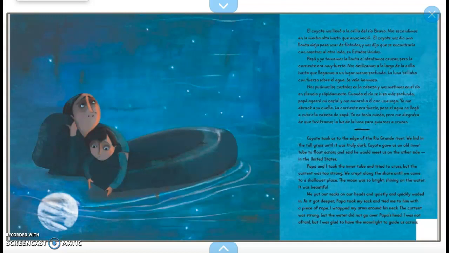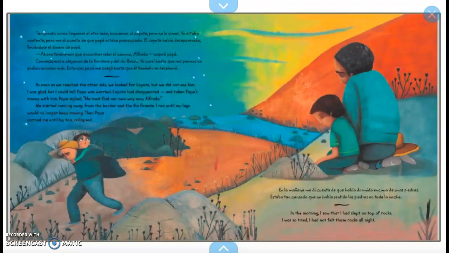As it got deeper, Papa took my sack and tied me to him with a piece of rope. I wrapped my arms around his neck. The current was strong, but the water did not go over Papa's head. I was not afraid, but I was glad to have the moonlight to guide us across. When we reached the other side, we looked for Coyote, but we did not see him. I was glad, but I could tell Papa was worried. Coyote had disappeared and taken Papa's money with him. Papa sighed. "We must find our way on our own now, Alfredo."